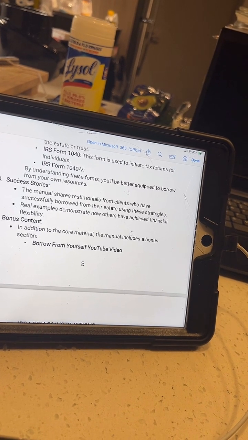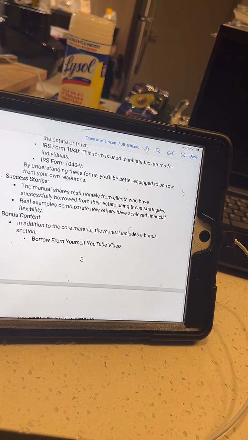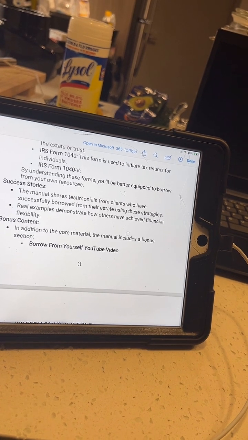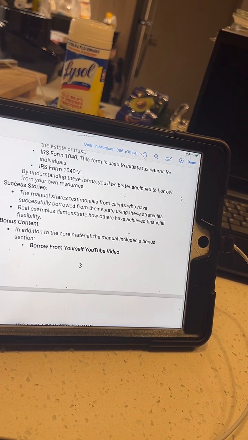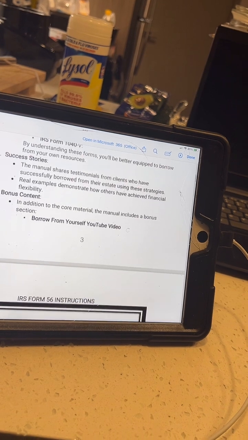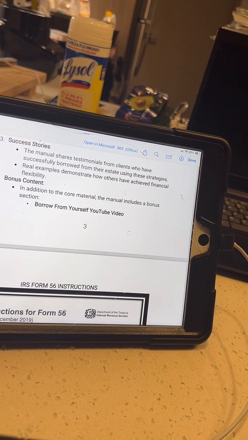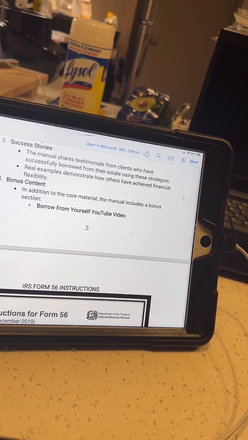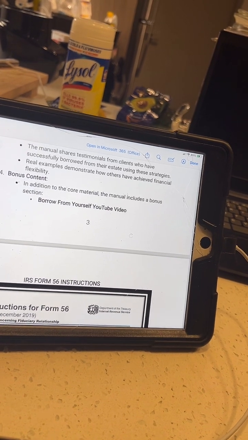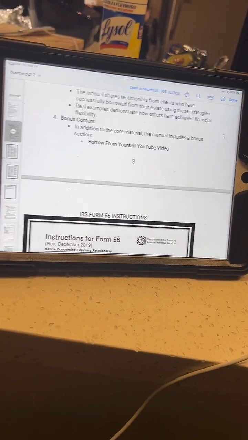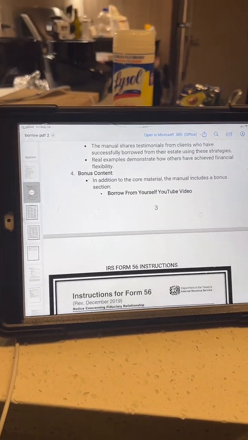Success stories. The manual shares testimonies from clients who have successfully borrowed from their estate using these strategies. Real examples demonstrate how others have achieved financial flexibility. In addition to the core material, this manual includes a bonus section, a Borrow From Yourself YouTube video. So it has a YouTube video. That's why it's important to watch it.